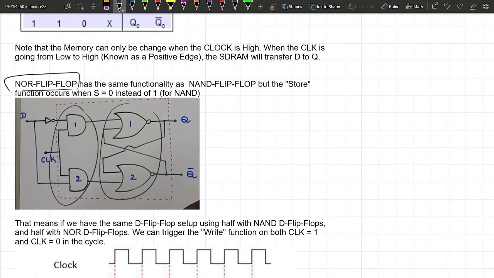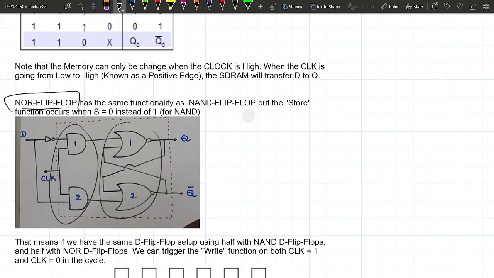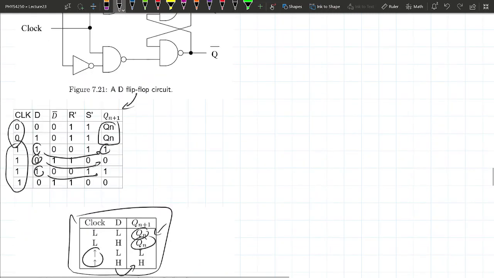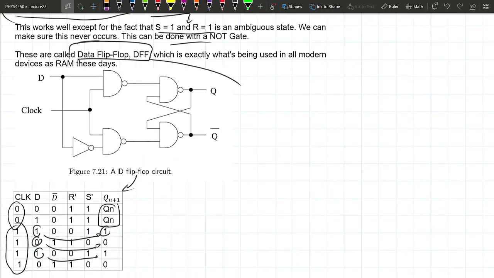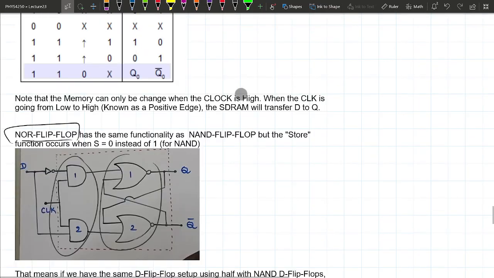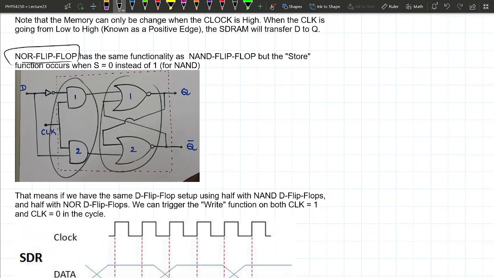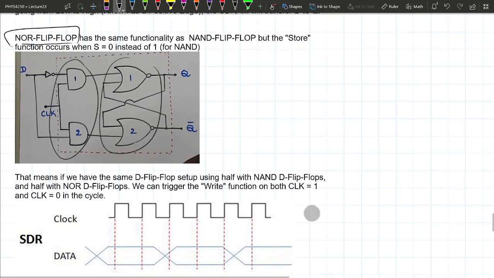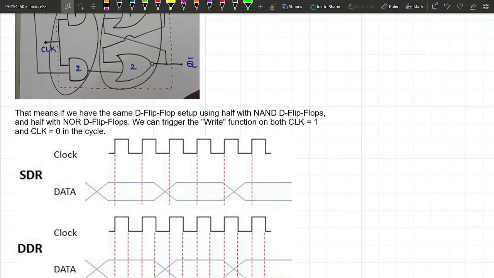For the NAND flip-flops, when the clock goes high, that's when the data gets transferred from D to Q. An interesting thing about NOR flip-flops is that the data gets transferred from D to Q when the clock goes low instead. And I think maybe now you start seeing why we only have DDR memory, not TDR memory. How come we can't triple it?